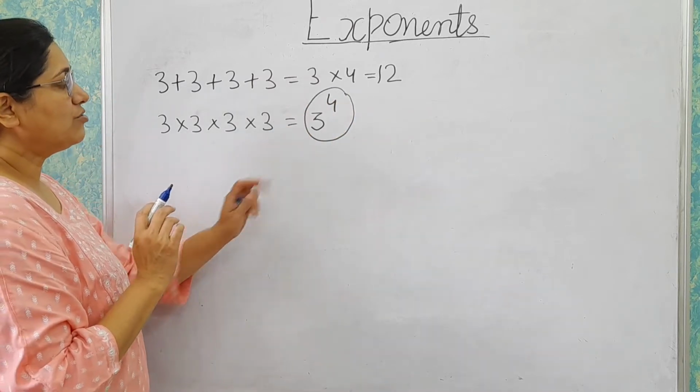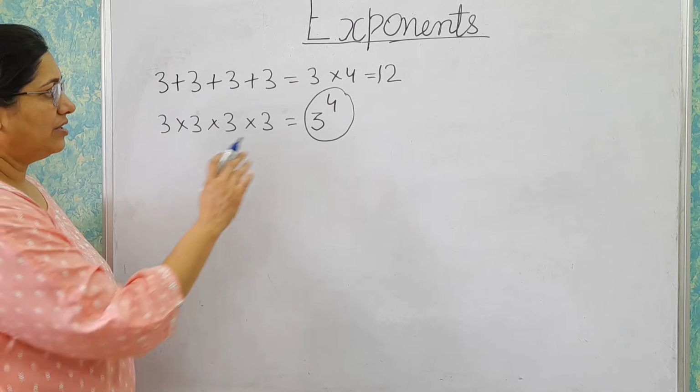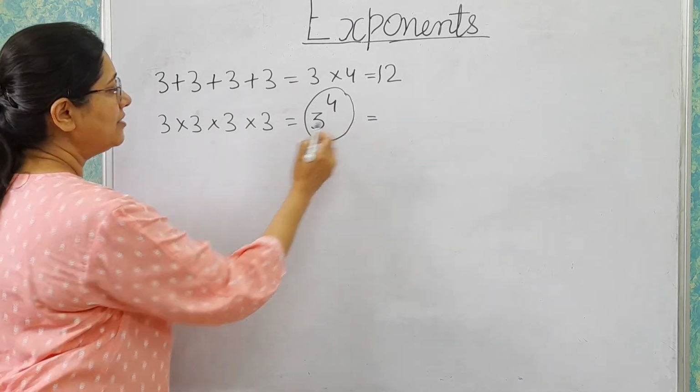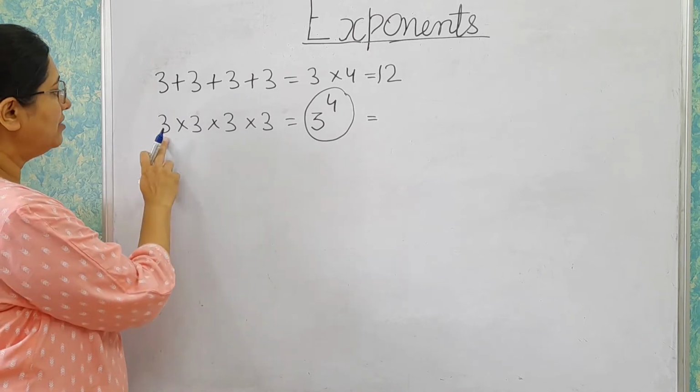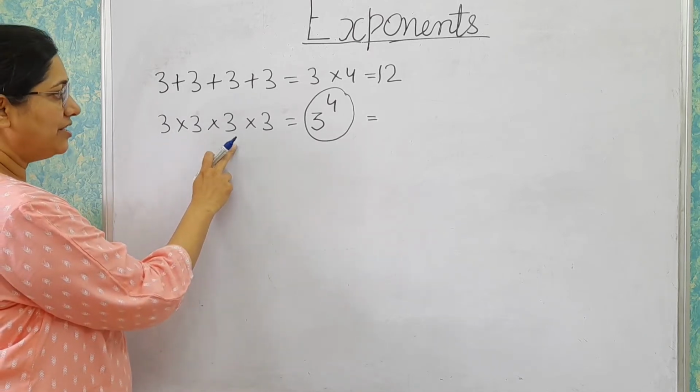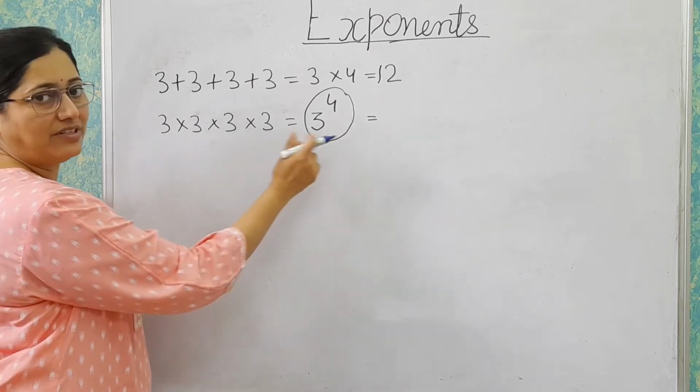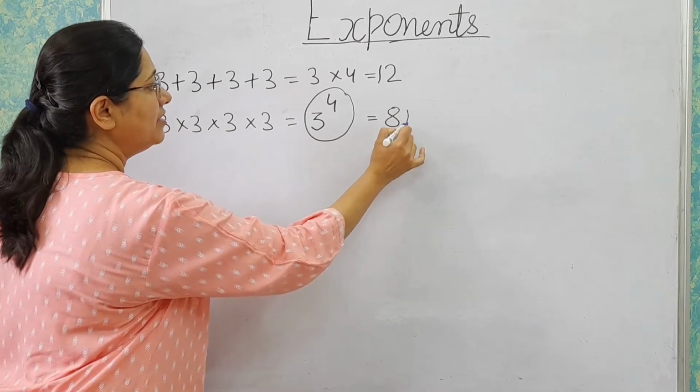So this number is called an exponential number. And what is the answer? The answer is not the same because this time I am multiplying. 3 3s are 9, 9 3s are 27 and 27 3s are 81.